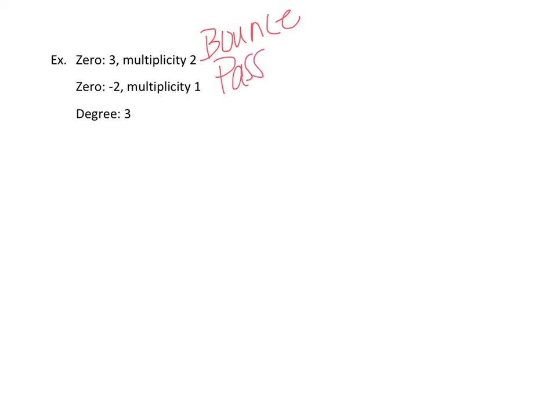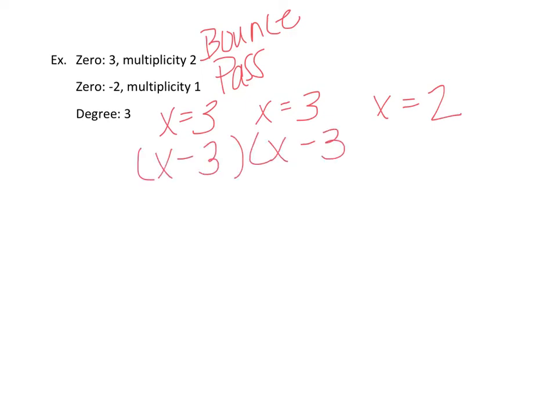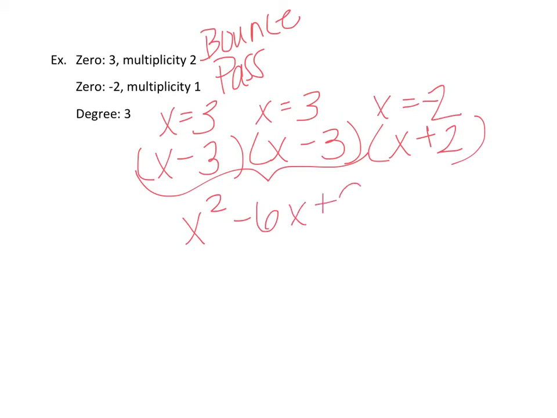Okay, so if I have a multiplicity of 2, that means I have x equals 3 and x equals 3. And I also have an x equals 2. So here I'm going to have x minus 3 times x minus 3 times x minus 2. Oh, that was a zero of negative 2, so that's a plus 2. These two together first will give me x squared minus 6x plus 9.